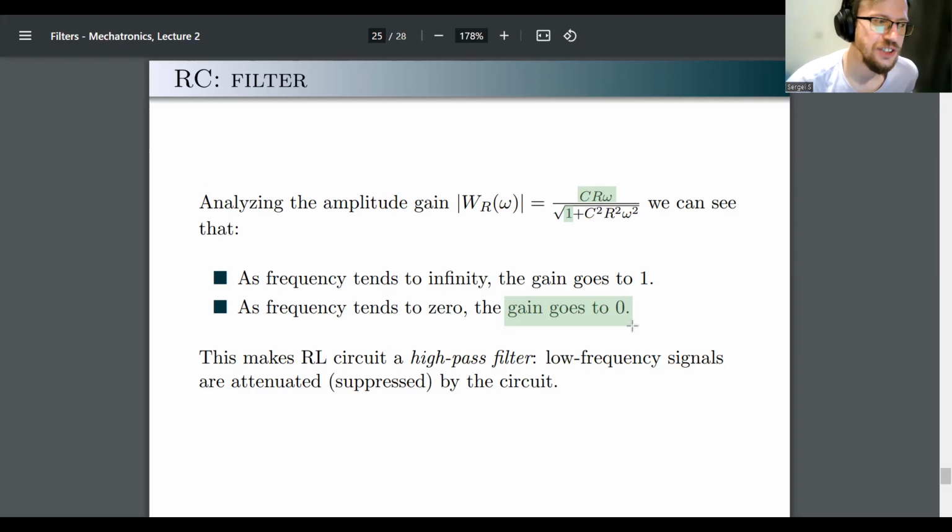While for high frequencies, the capacitor actually acts like it has no resistance whatsoever, right? So it would have a gain of 1. Whatever comes in will be measured exactly across the resistor. So the capacitor will not take anything from the input voltage, and the entire input signal can be measured across the resistor. Okay.